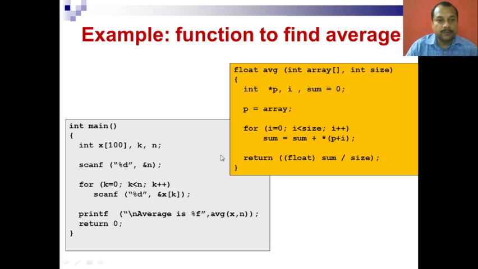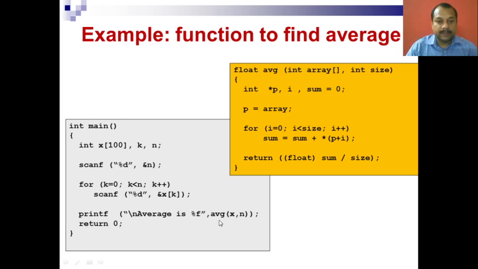Okay, so the full program is here. From here, first I am reading the numbers. I am asking how many numbers you wish to enter. I am assuming that will be something less than 100. Then I am reading them one after another and storing them in an array.